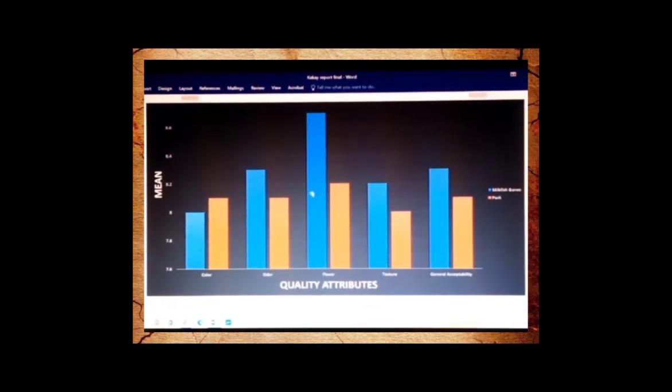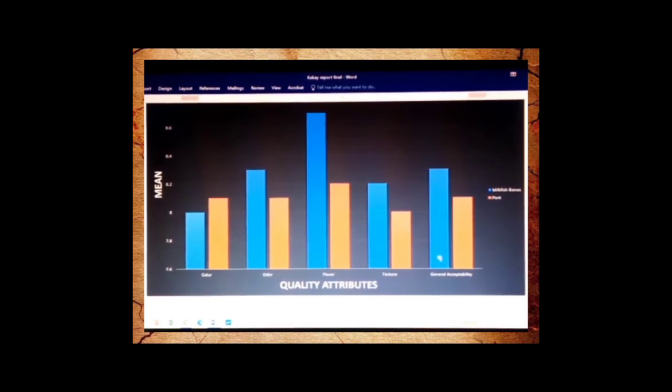So next we have flavor. The mean x1 of flavor is 8.7. We need to go up to 8.7 to make a bar. And the mean x2 is 8.2. We need to go up also to 8.2 to make a bar. So next we have texture. The mean x1 of texture is 8.1 and the mean x2 of texture is 8.0.